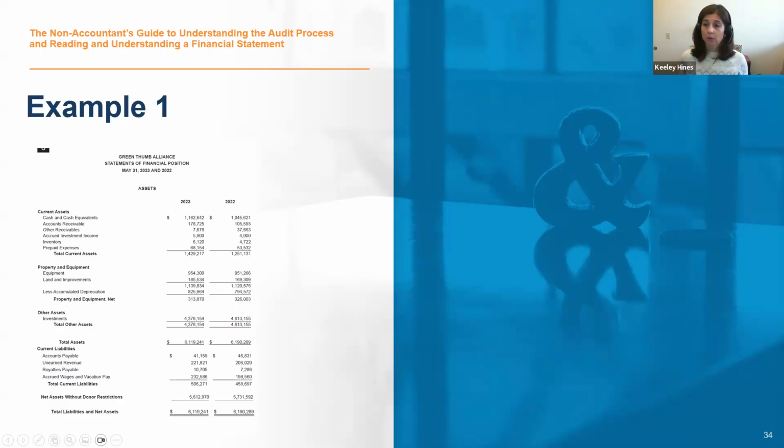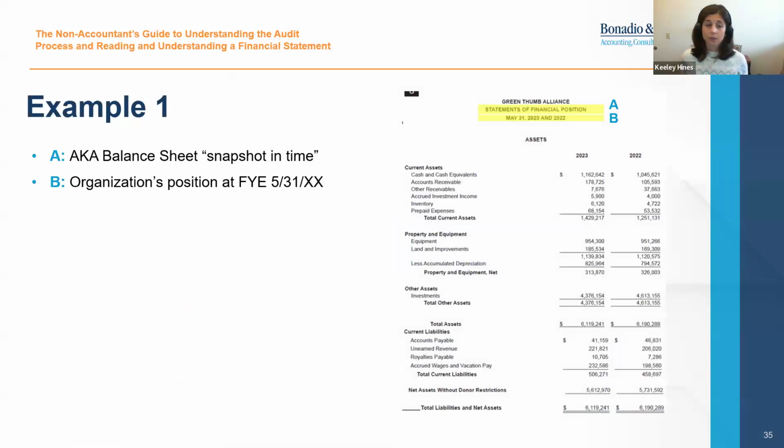Okay, so let's take a look at this example. So again, this is Green Thumb Alliance. So this is the statement of financial position. If you remember, this is the balance sheet that we talked about. So you can see I've got my assets and my liabilities and my net assets. So this is providing me the position of the organization at May 31.